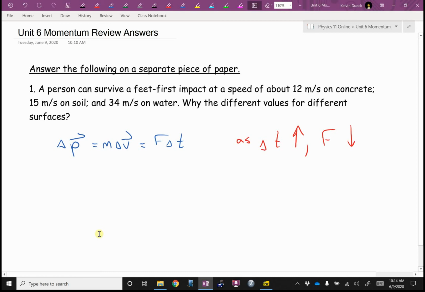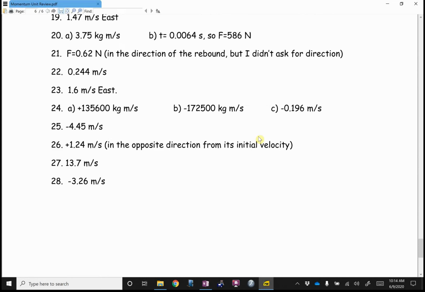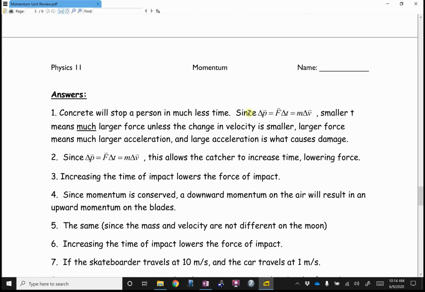I think the way I said it in the answer key, I said concrete. You know what, Mr. Dewick, why don't you just look at the answer key? That's a good idea. I wrote, concrete will stop a person in much less time. Smaller t means much larger force. Okay?